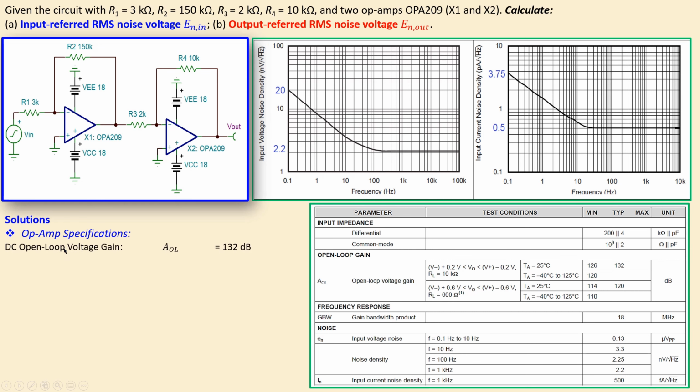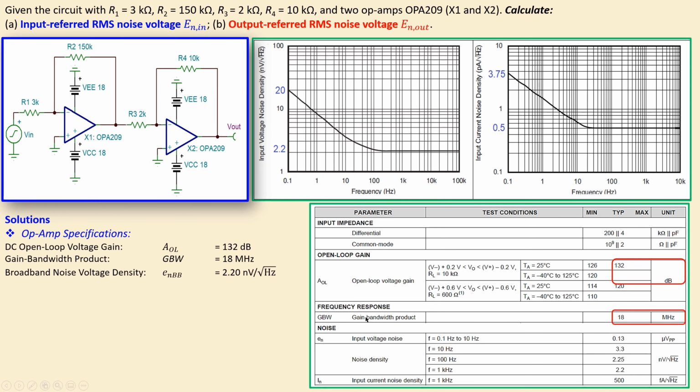Now let's start with the first one. This is the DC open loop voltage gain, which is given by this symbol. It is 132 dB, and that is also shown here. The symbol is here and also the description. We have the gain bandwidth product, which is 80 megahertz, a very important parameter, which is shown here, the gain bandwidth product and the frequency response part.